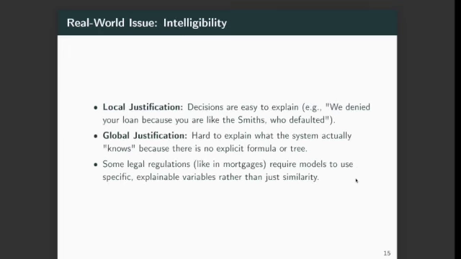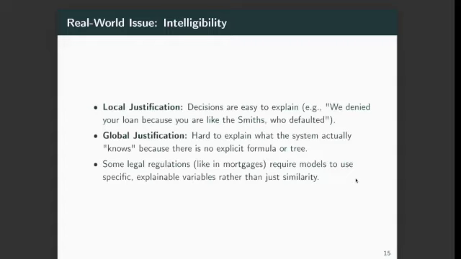Now we have the issue of intelligibility. KNN basically offers local justification. What do we mean by local justification? It is easy to explain a single decision. For example, we can tell a customer they were denied a loan because they are similar to others who also defaulted on a loan before. But global justification is hard to do because you cannot easily explain the system's overall logic, because there is no formula or decision tree.